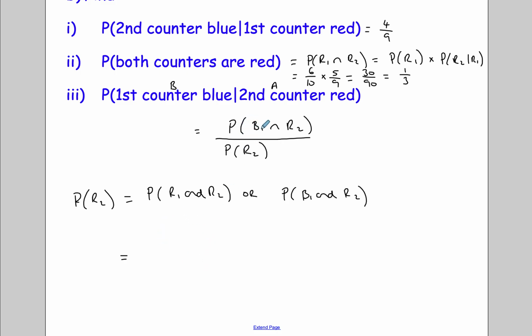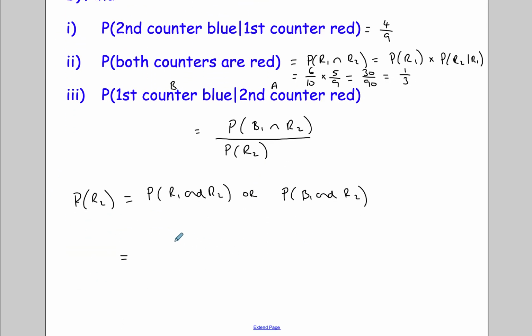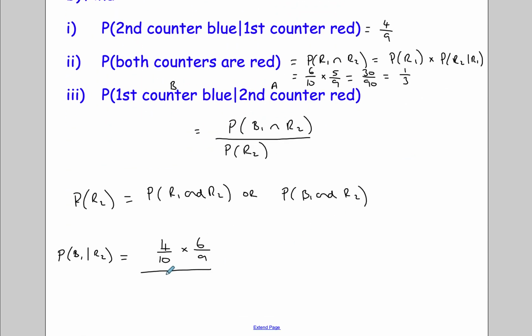So the probability that the first counter was blue and the second counter was red. First blue and second red is going to be 4/10 times 6/9. So this is now blue 1 given R2 over these two things here. So red 1 and red 2, well, we've actually worked that out. That was 1/3. I'm going to write it as 30/90. You'll see why in a second.